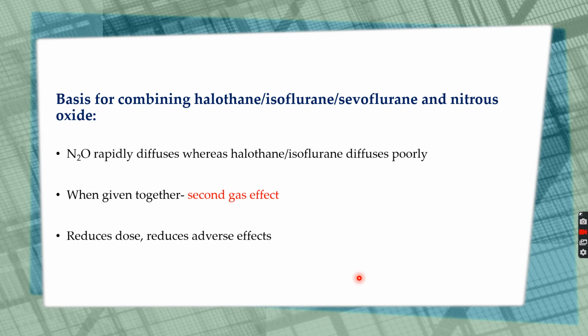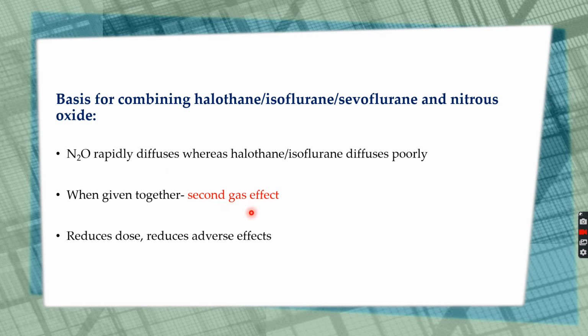Now the basis for combination is, firstly, nitrous oxide rapidly diffuses, whereas halothane or isoflurane diffuses poorly. So if you just give halothane or isoflurane, because the diffusion is poor, it will take a longer time to diffuse into the lungs alveoli, and also you need a higher dose. But if you give it with nitrous oxide, then together it produces something called the second gas effect.